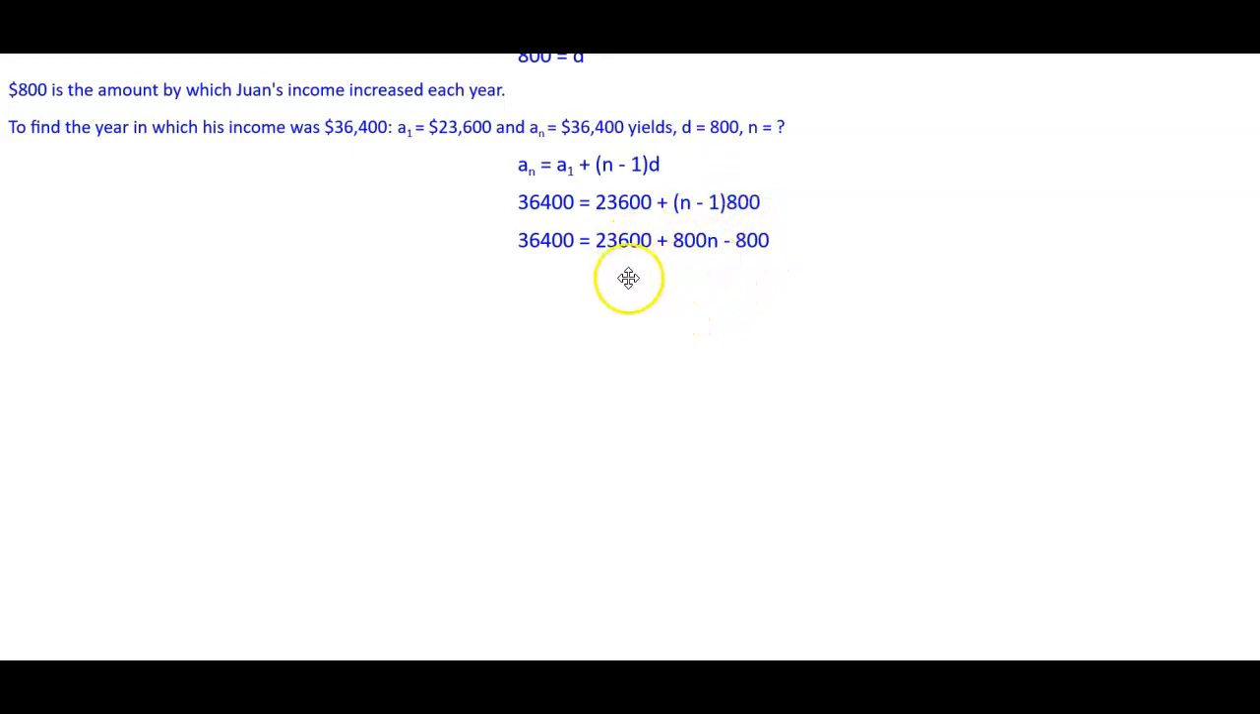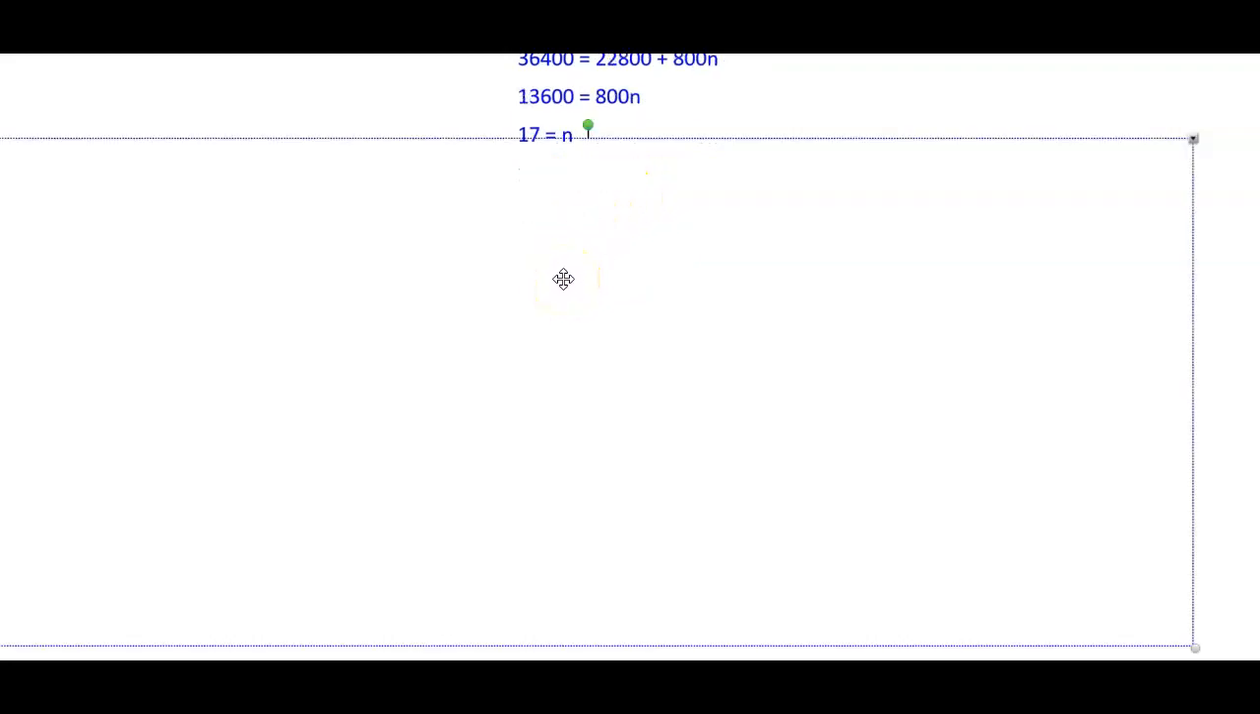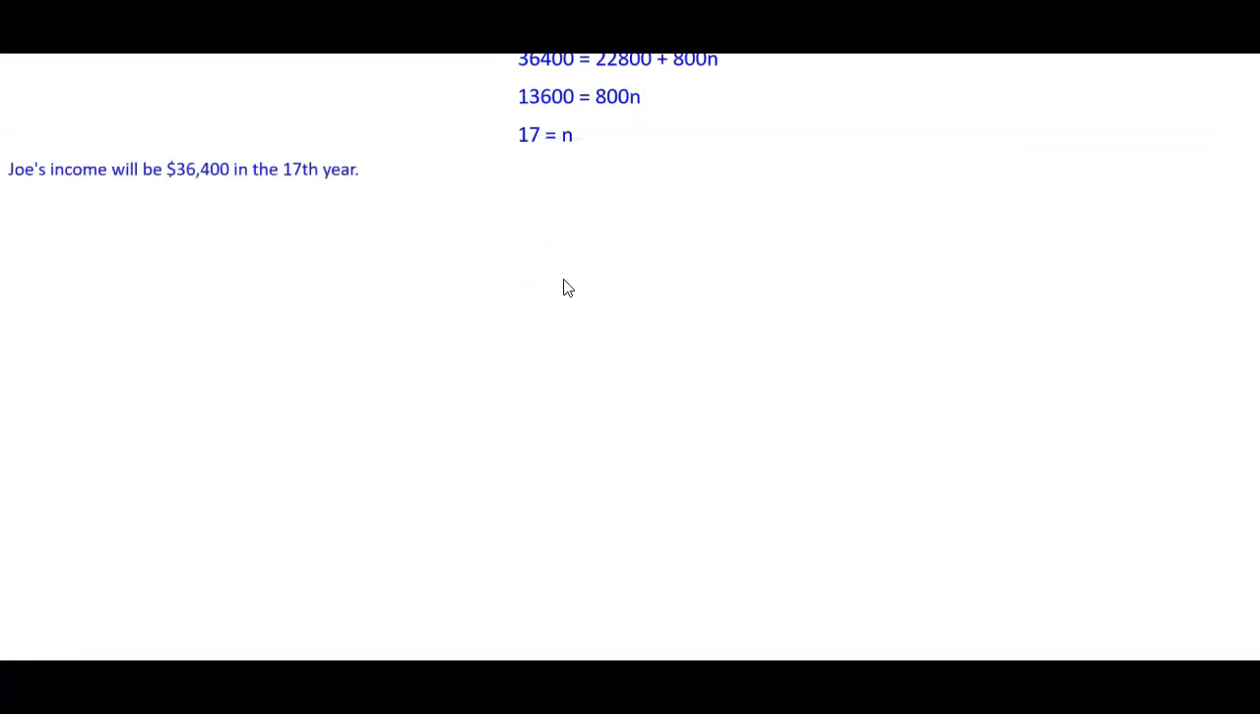Now we're going to combine like terms, so 23,600 minus 800 gives us 22,800, plus 800n, which is equal to 36,400. In order to isolate and solve for n, we subtract 22,800 from both sides. Doing that, we get 13,600, which is equal to 800n. Divide both sides by 800, and we see that n is equal to 17. Therefore, Joe's income will be $36,400 in the 17th year.